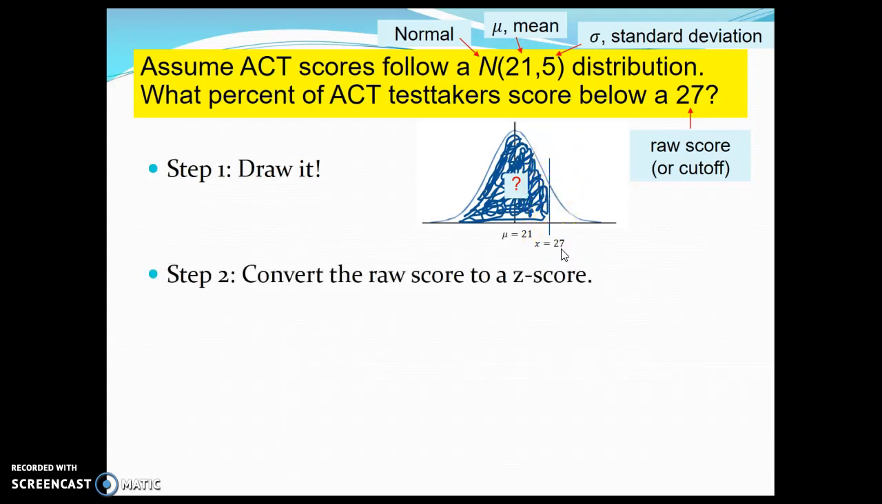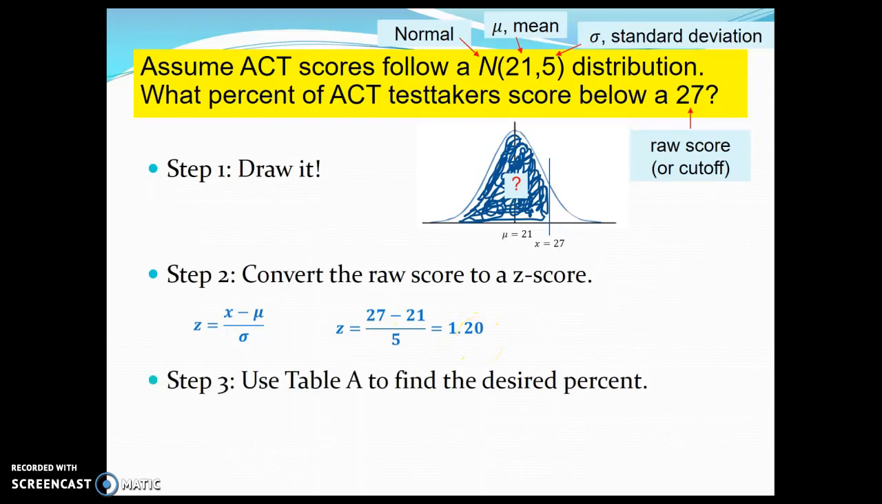So in step two, we're not going to be able to look up a 27 in Table A. We need to convert that to a z-score before we can use Table A. So we're using this formula here and plugging in the values for our raw score, our mean, and our standard deviation. We get a z-score of 1.20. We can then use Table A to figure out what portion of a standard normal distribution would be below a z-score of 1.20.